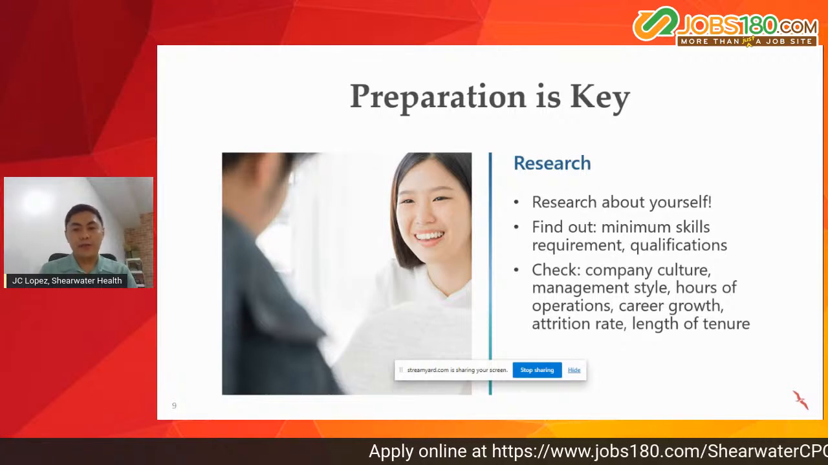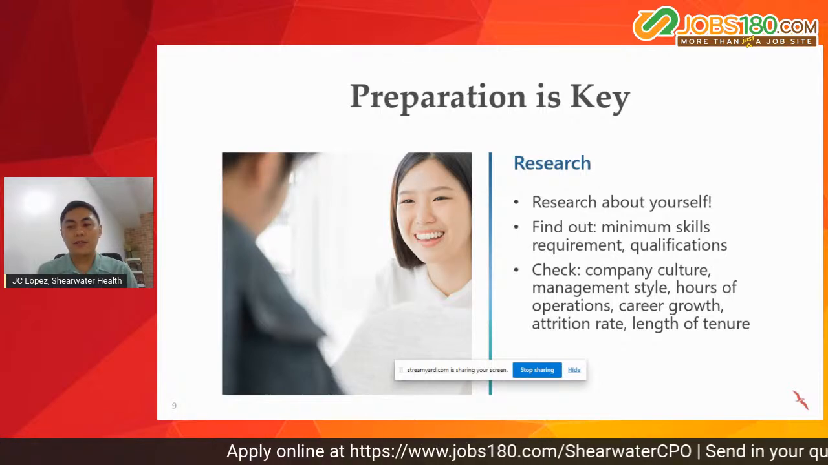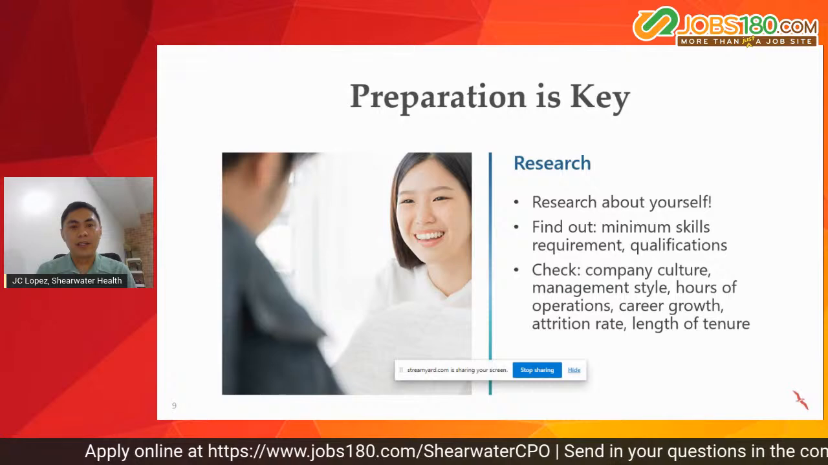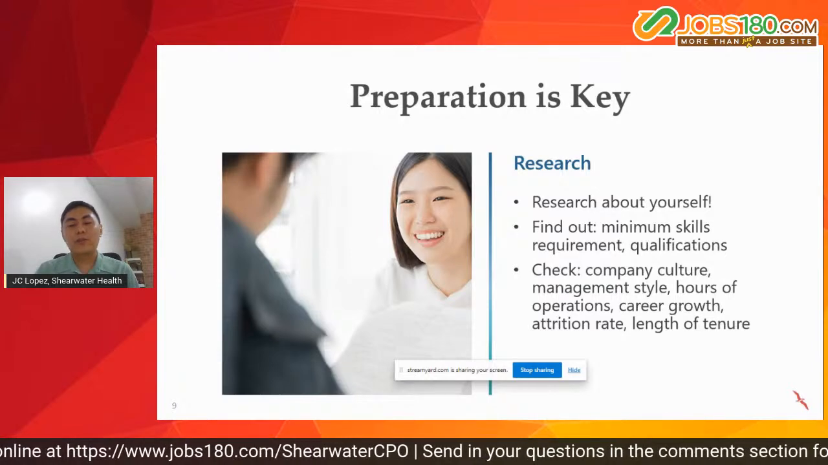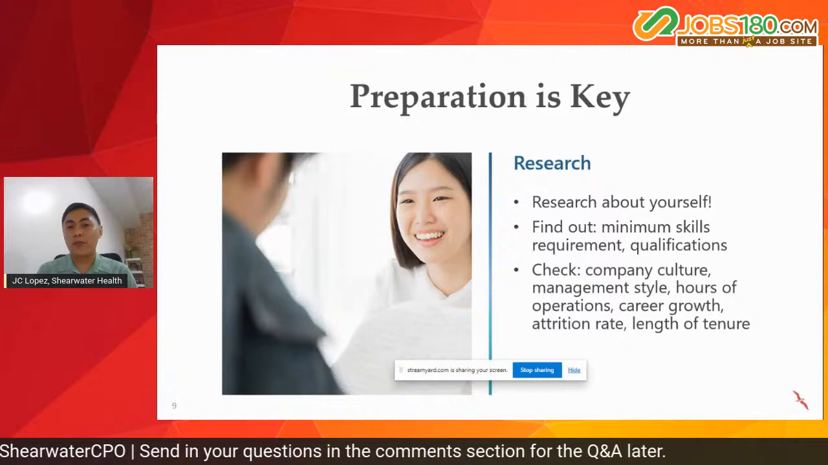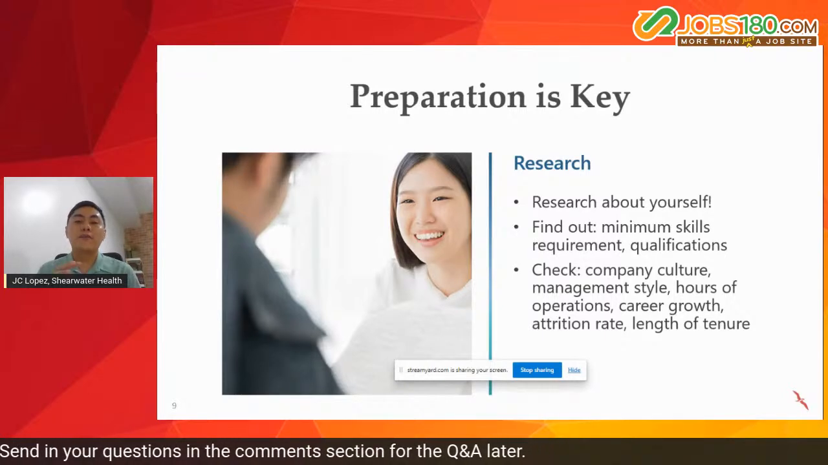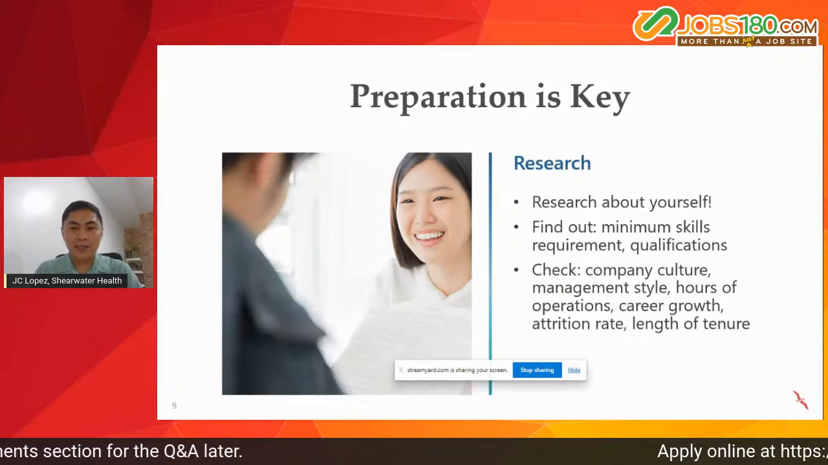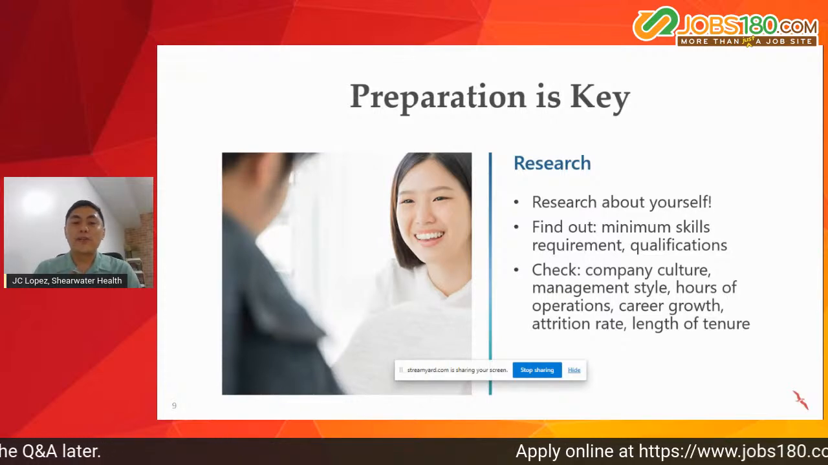Remember that being interviewed is you selling yourself, right? So how do you want to package yourself, right? You have to make sure that you know the details about the product, and the product is yourself, right? So you have to research about yourself. You have to make sure that you have the right packaging, right? And that's part of your preparation.